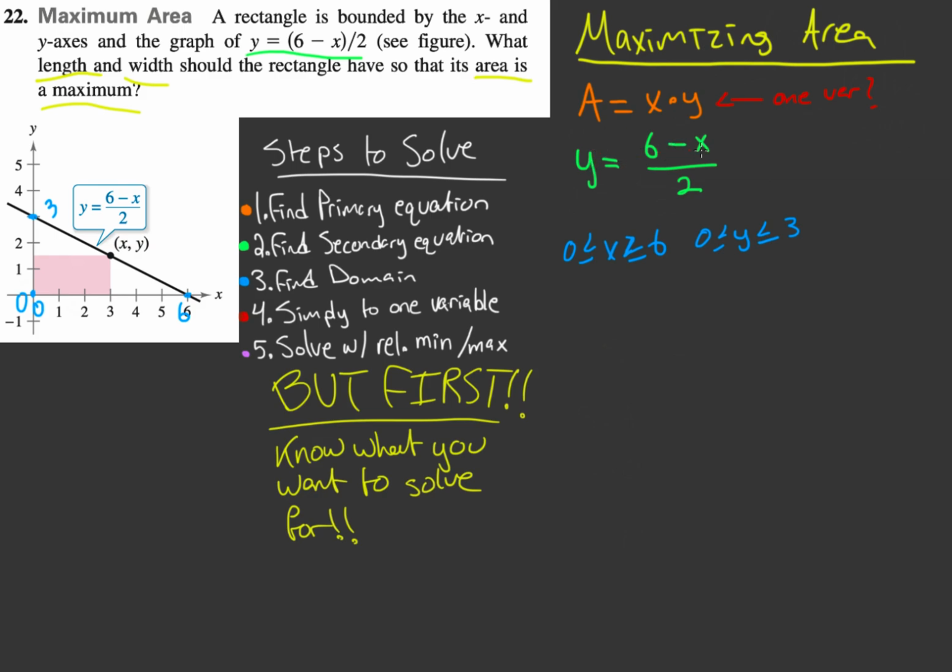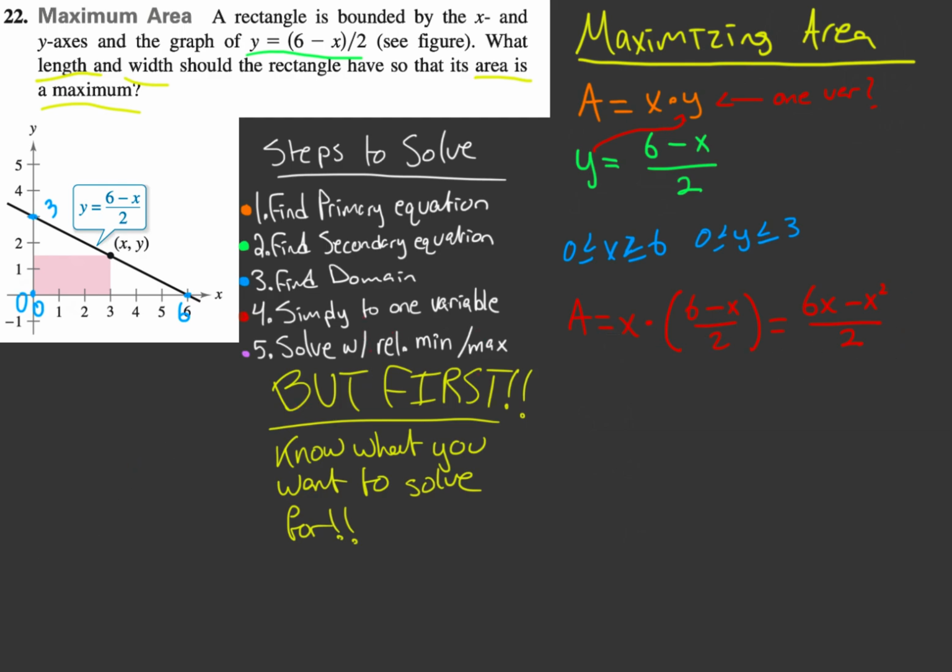So it has y equals 6 minus x over 2. We also know that area is equal to x times y. So what if we plugged in y into this equation? We might get area is equal to x times this equation right here, the secondary equation. So we get x times (6 minus x) over 2. If you simplify that, you just get 6x minus x squared over 2. So that's just a different way to describe our area.